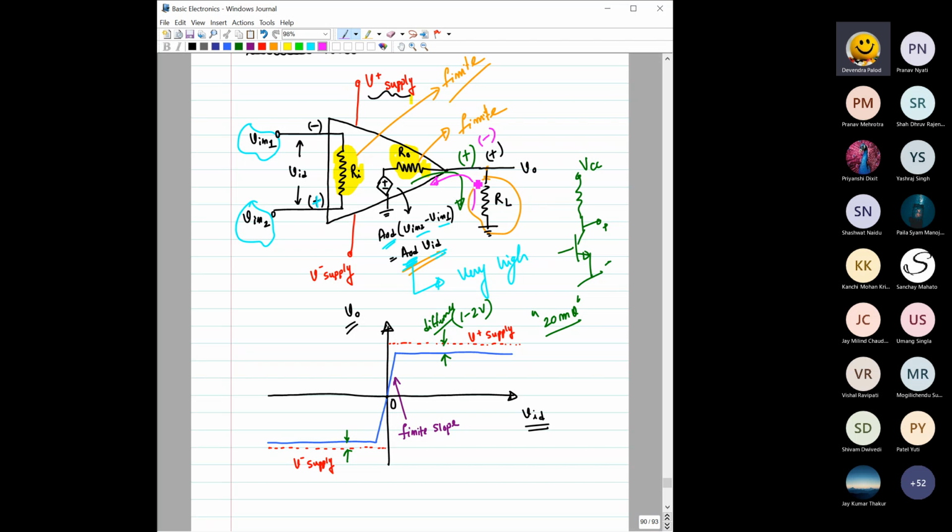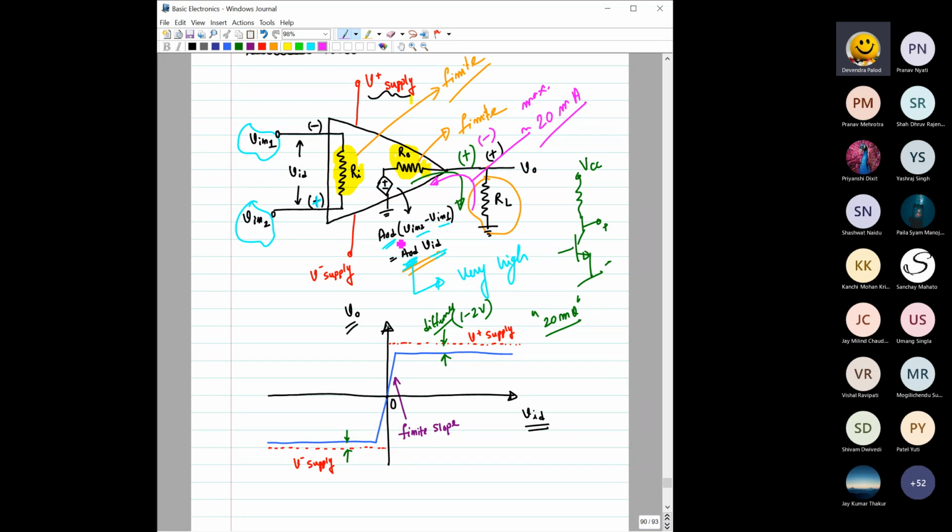So also there is a question for practical op-amp: what would be the maximum value of current that op-amp can supply, as a source as well as a sink, in either direction? Typically, this maximum current is considered to be around 20 milliamps. So 20 milliamps is the maximum current that op-amp can supply to the external load, or op-amp can take from the load.